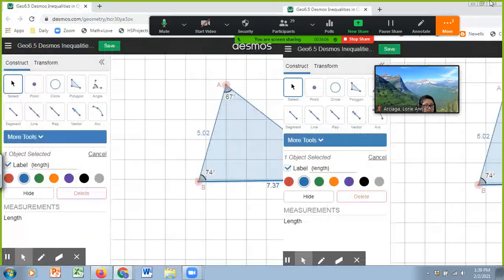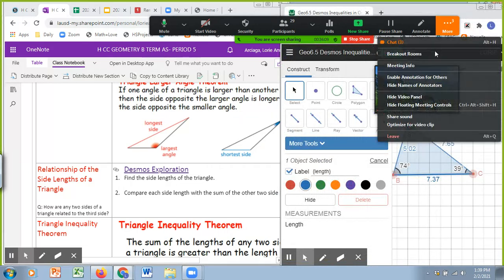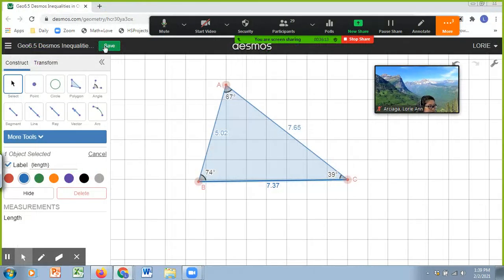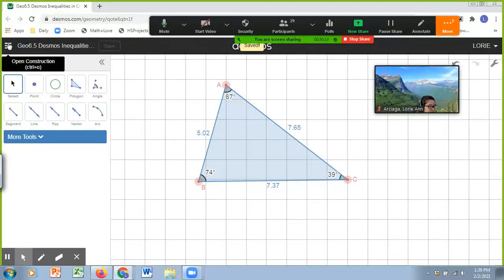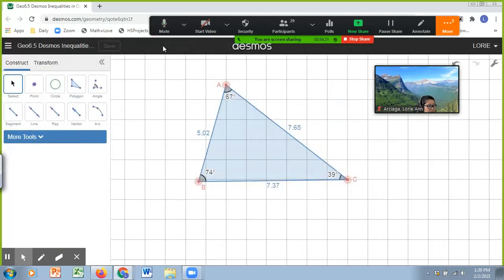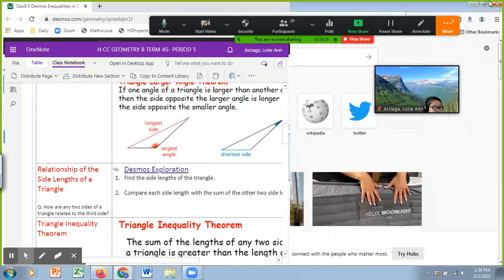When you're done, save your Desmos so we can open another one. To save it, I already saved this one last night, so I just click on save. You might have to rename it, or you can follow the same name that I use. Just make sure you log in over here.